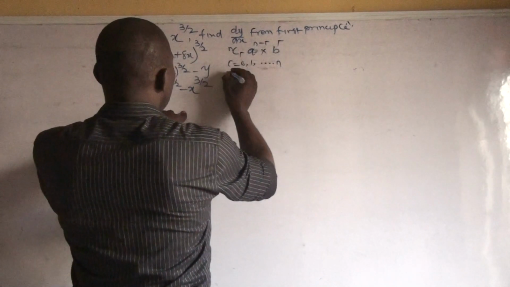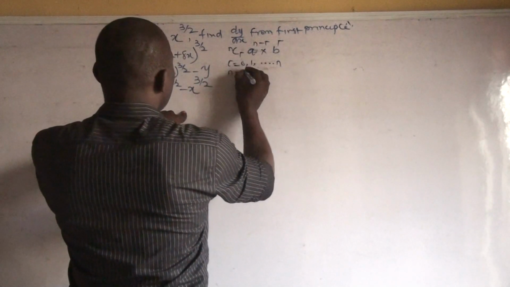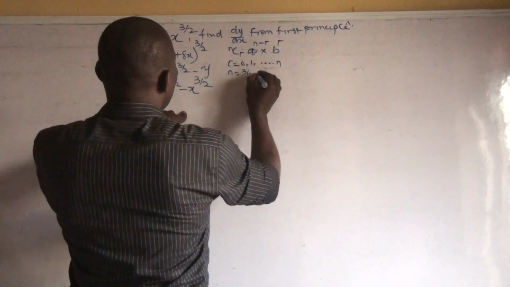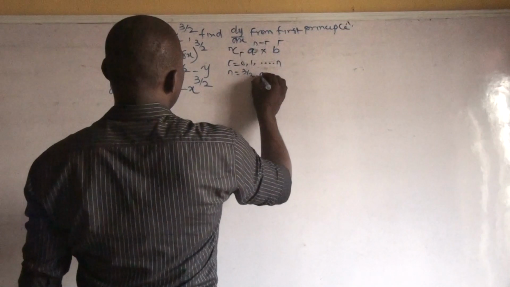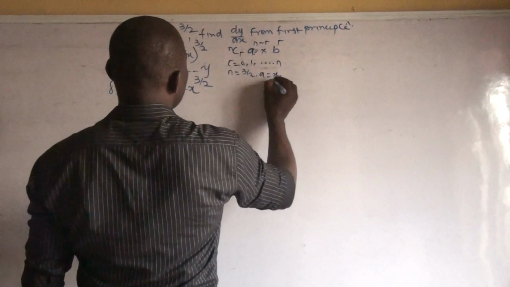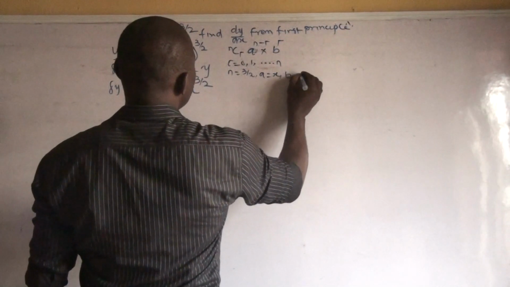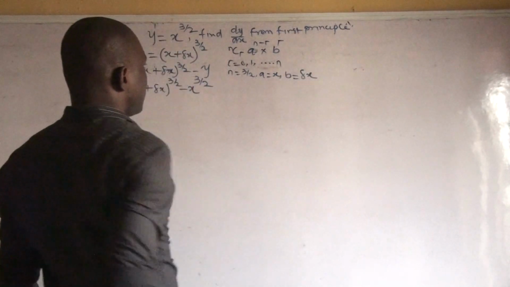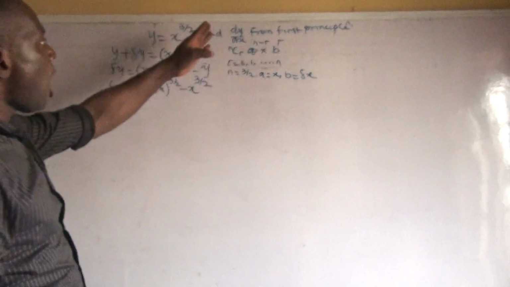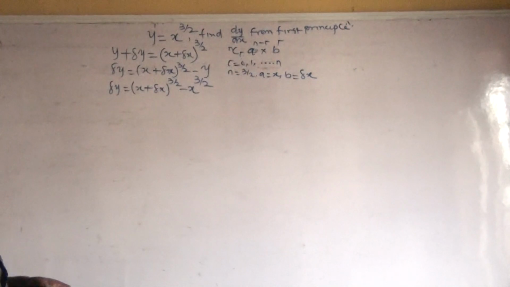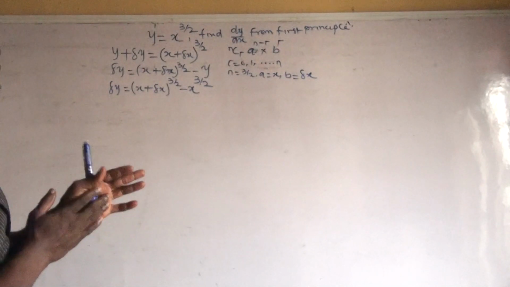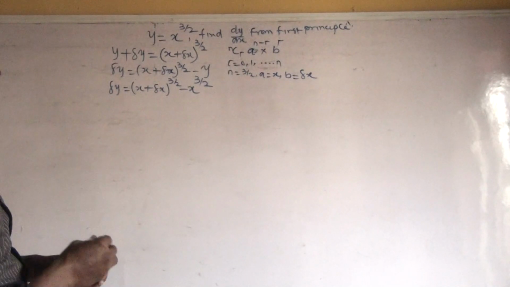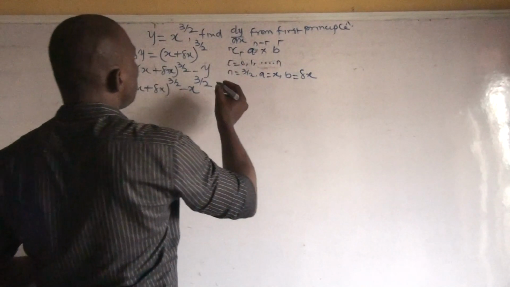and we should know that our n here is 3 over 2. Okay, and our a here is x, and our b is delta x. So we apply this principle here and see how we will be able to arrive at the derivative of this from first principle. Okay, now let's continue here.